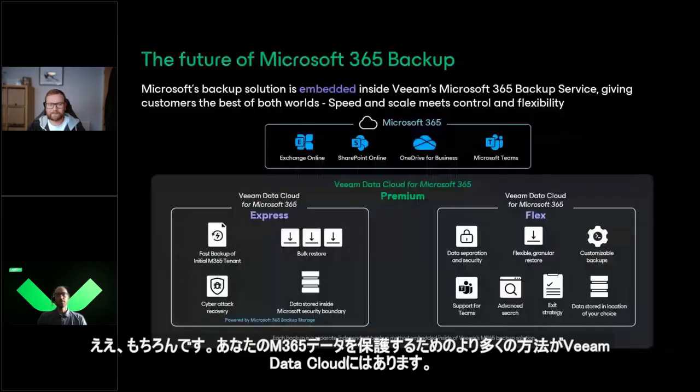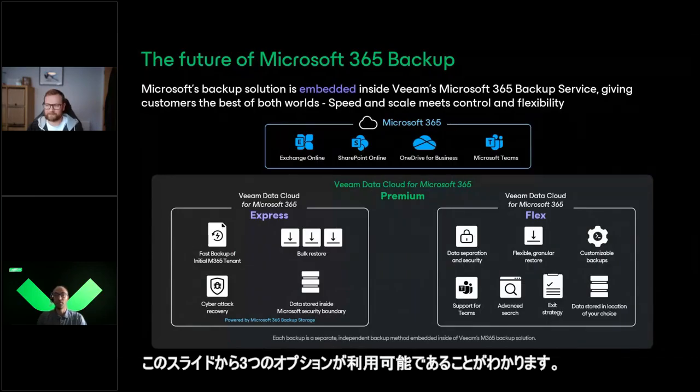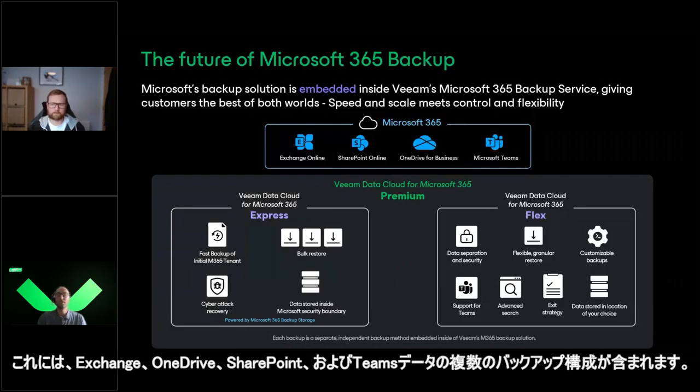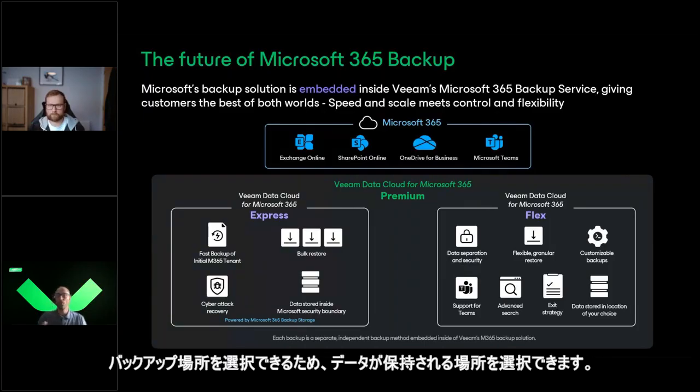Yeah, absolutely. So there are now more ways to protect your data, your M365 data with Veeam Data Cloud. So you'll see from this slide, there are 3 options available. So firstly, Flex, which is our traditional offering, where an organization is provided with a large amount of control around their data. This includes multiple backup configurations for your Exchange, your OneDrive, your SharePoint, and your Teams data. You've got the ability to choose a backup location of your choice, so you can choose where your data is held.